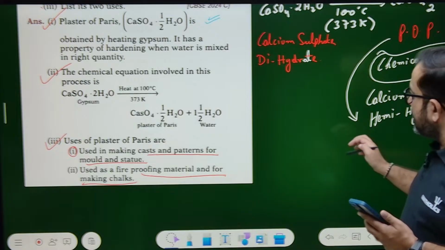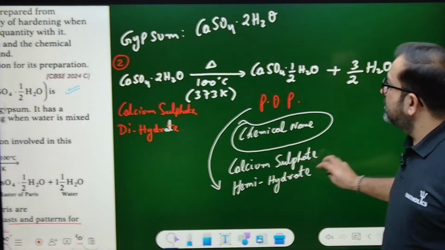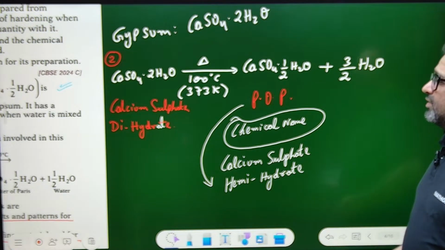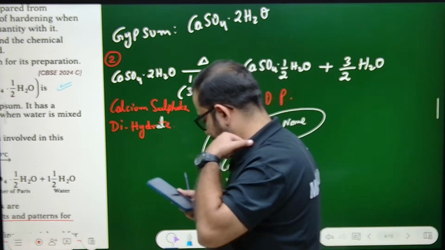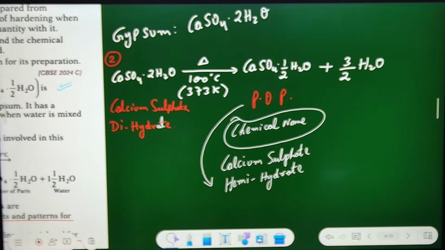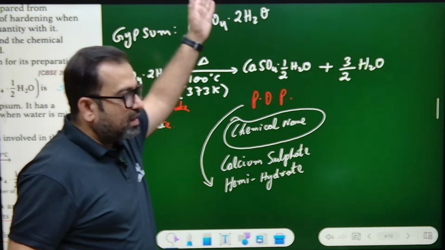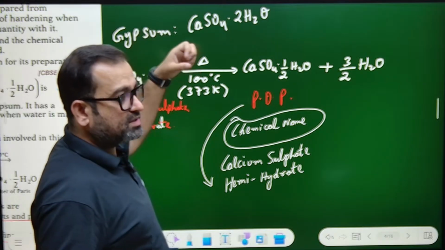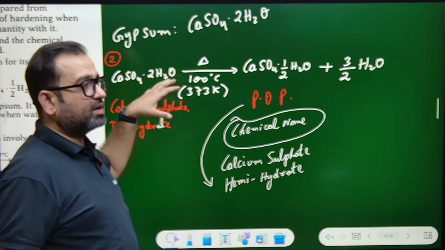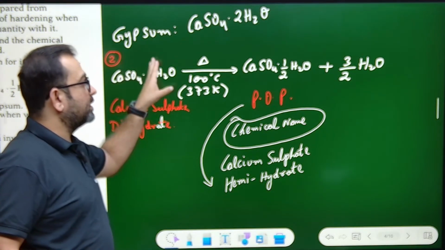You have to copy this, or can I move forward? Do it fast. Okay, we have to do at least 8 to 10 questions more. Take 2 minutes and copy. POP is CaSO4 dot half H2O. Gypsum is the complete molecule. It is CaSO4 dot twice H2O.